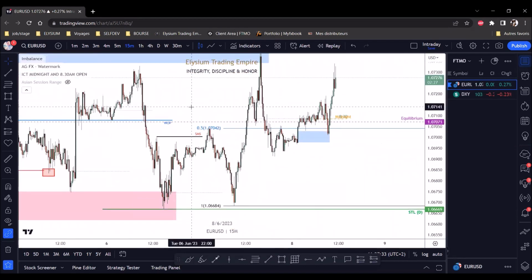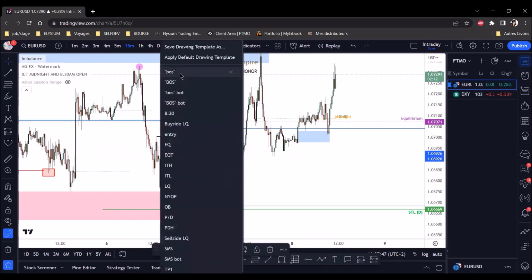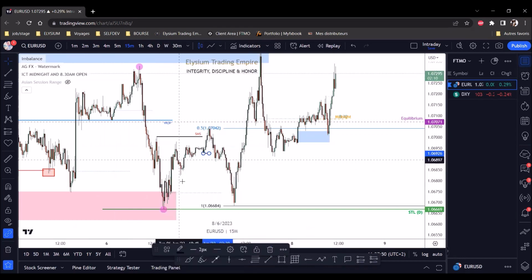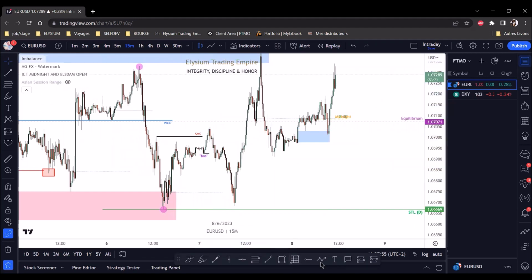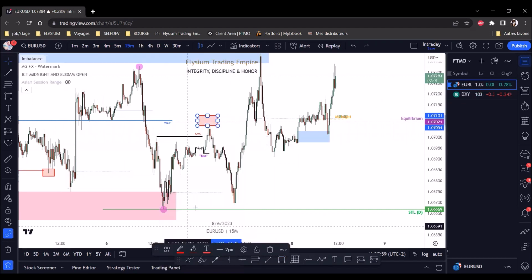People will think it's a sell, because they will trade inside this range. And here they will see a break of structure, a little BOS bot. Stop losses are there, and they took the whole range liquidity, the internal liquidity.